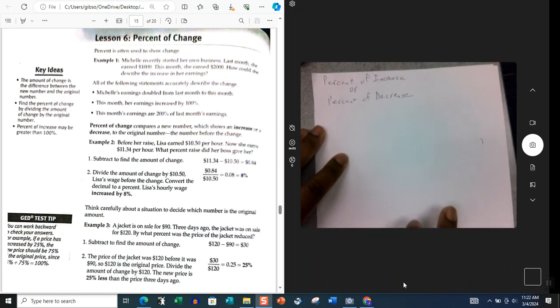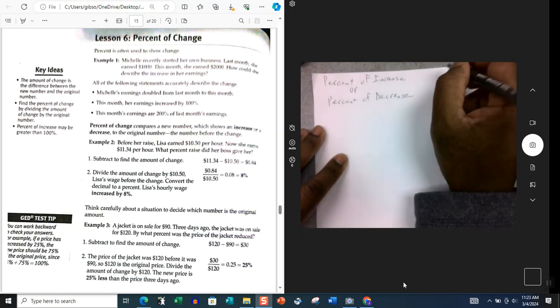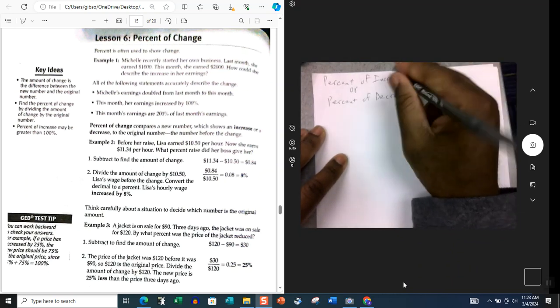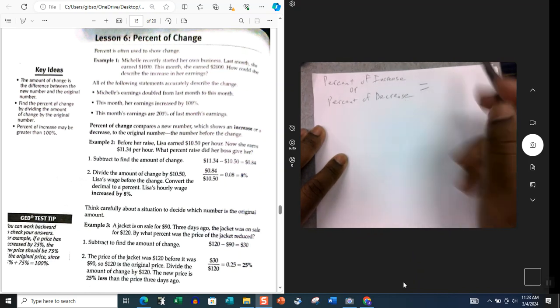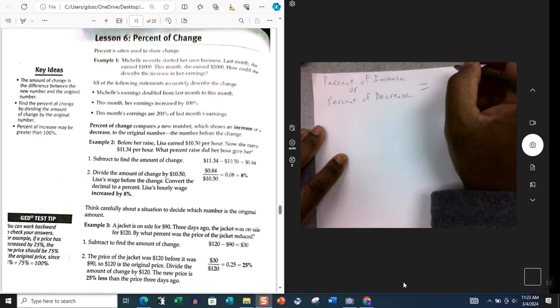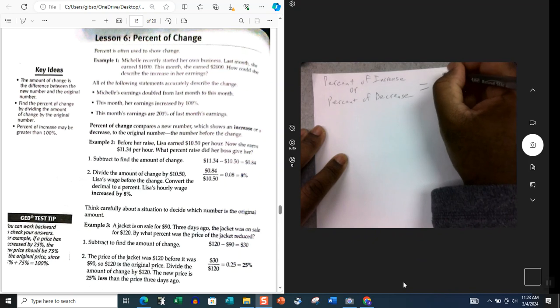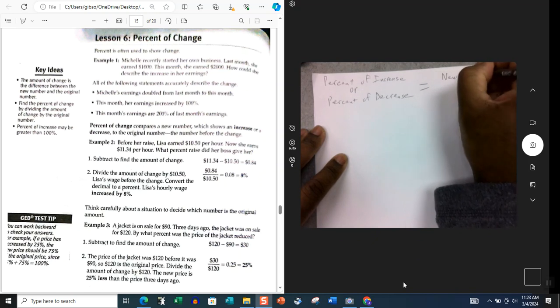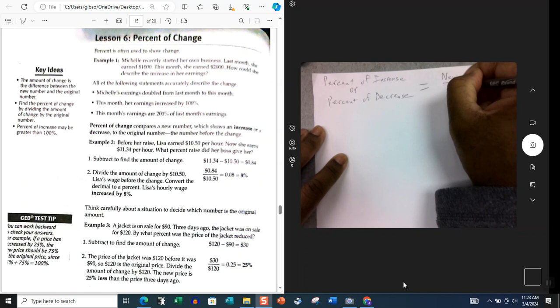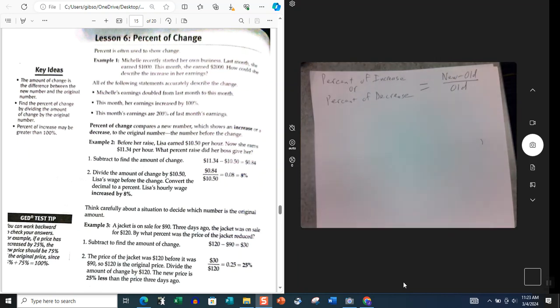Now they share the same formula. Again, let me say they share the same formula. And the formula is this here. So I'm going to put an equal sign to let you know that it's the formula for both. So what you would do is you would take the new value minus the old value divided by the old value. That's it. New value minus old value divided by old value.